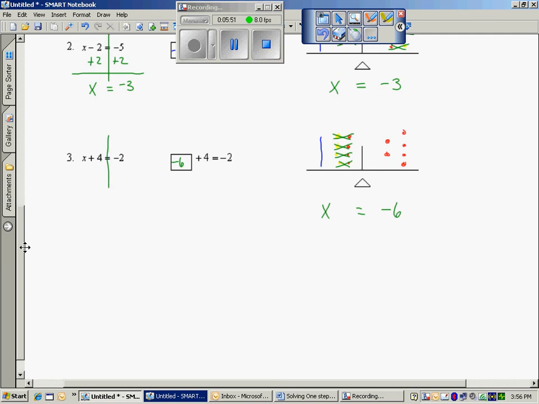Solving it algebraically, my equal sign, I want x to be by itself, so I must get rid of the add 4. I do that by subtracting 4. So when I subtract 4 from each side, x is equal to negative 2 minus 4, which is negative 6.